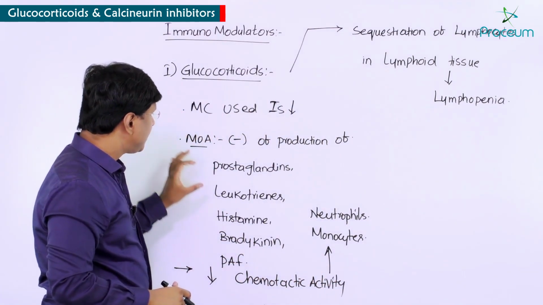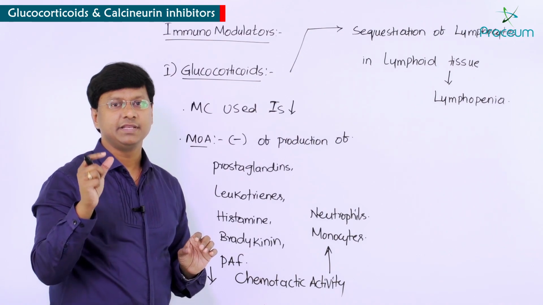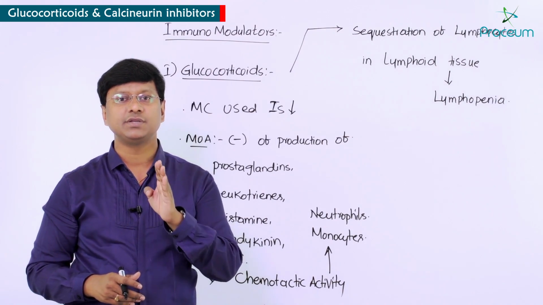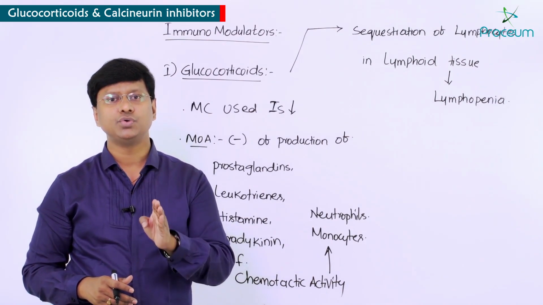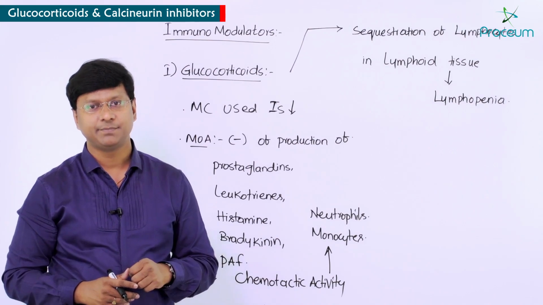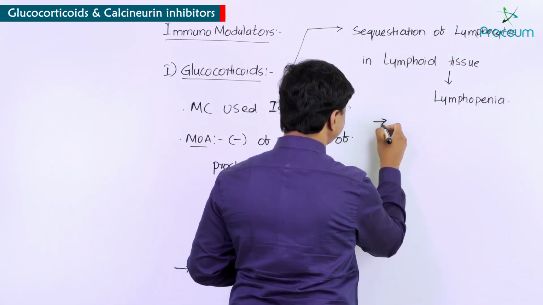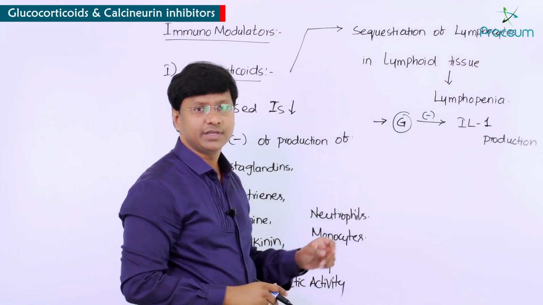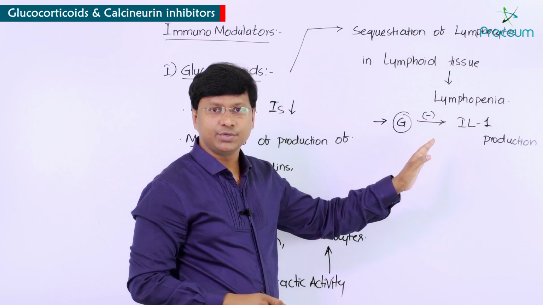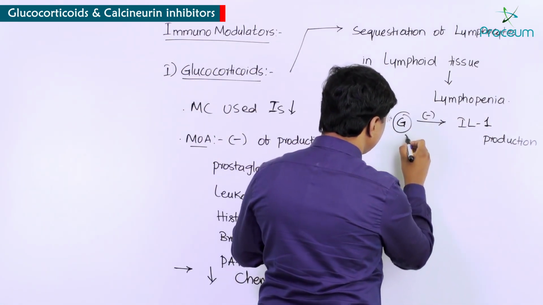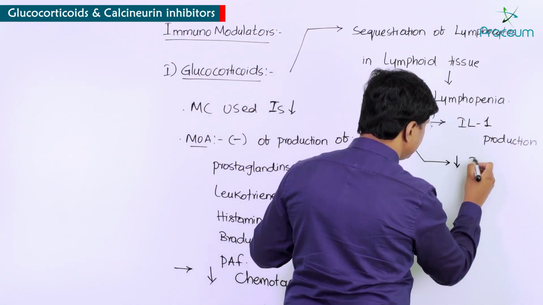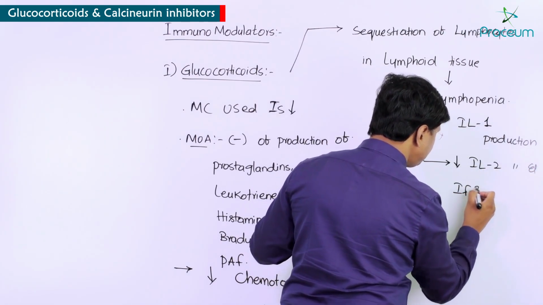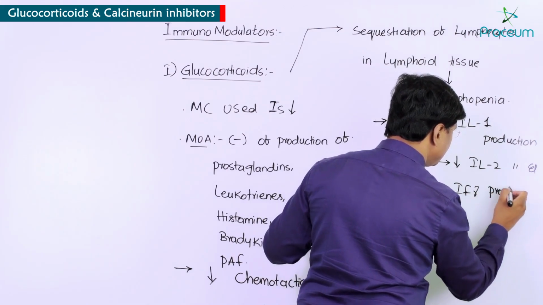Next, remember these glucocorticoids will inhibit the interleukins. So by inhibiting the interleukin 1 production, these can cause a decrease in interleukin 2 as well as interferon gamma production. So remember, glucocorticoids will inhibit the interleukin 1 production. By inhibiting the interleukin 1 production, these glucocorticoids can decrease the interleukin 2 production as well as interferon gamma production.